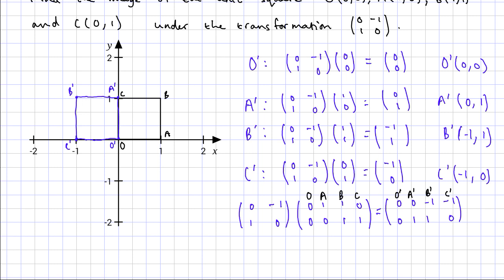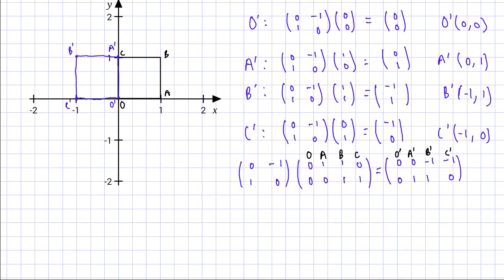Now, what we need to look at is, because we know that the origin always maps to the origin, if we just looked at A and C, let's do that multiplication and see what we get. So if I have 0, 1, minus 1, 0, times just the points A and C, and that's this point here and that point there. So the point A was 1, 0, and the point C is 0, 1.